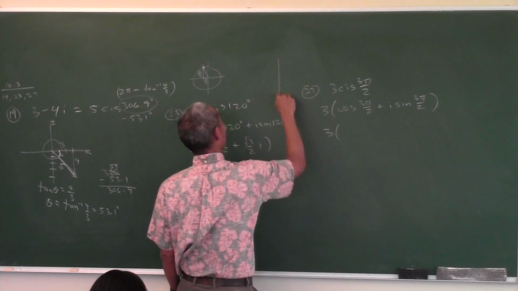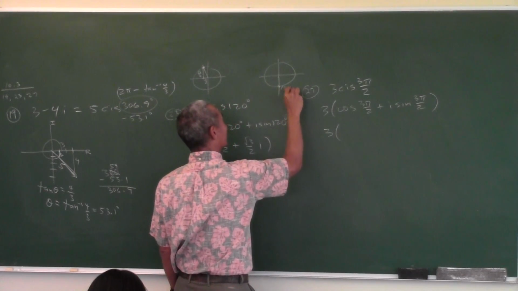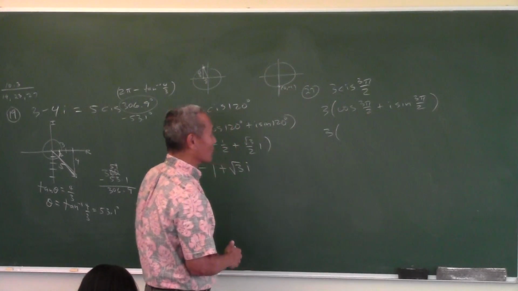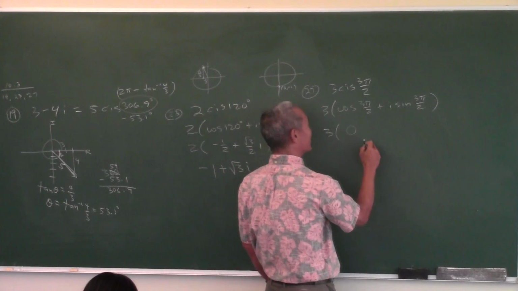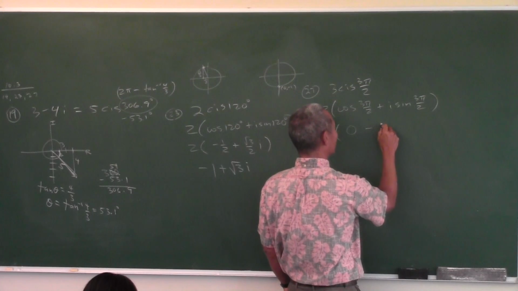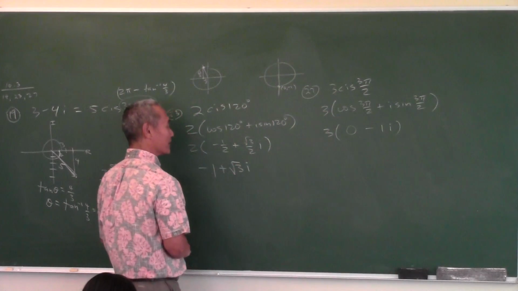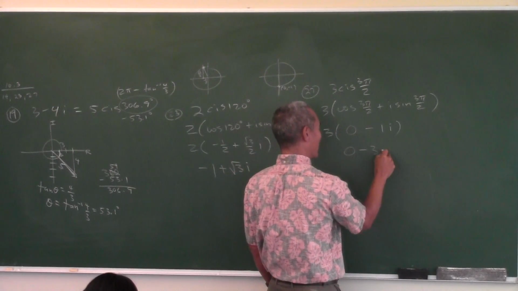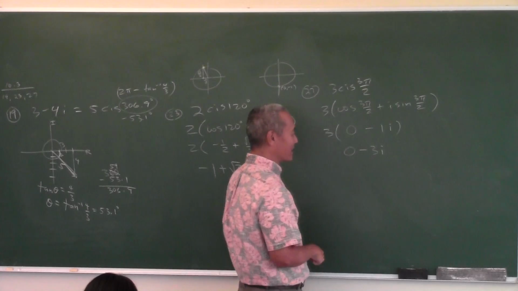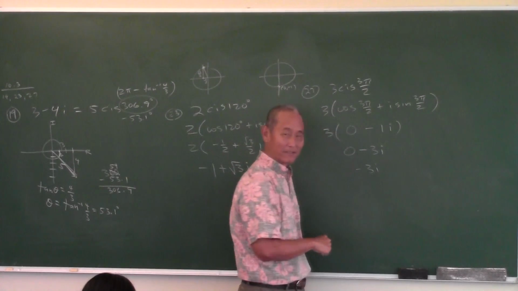Okay, where is 3 pi over 2? That's right here. So that's the point (0, negative 1), right? So what is cosine of 3 pi over 2? 0. Sine of 3 pi over 2 is negative 1. And then you always put the i with the second one. Now distribute the 3. 0 minus 3i. Now if you wrote your answer like that on the test, they'd give you full credit. But come on, negative 3i, right?